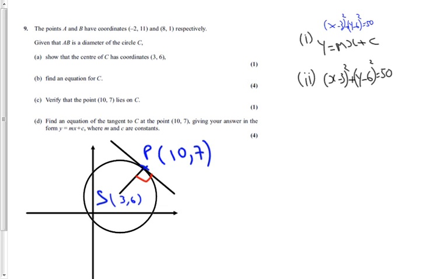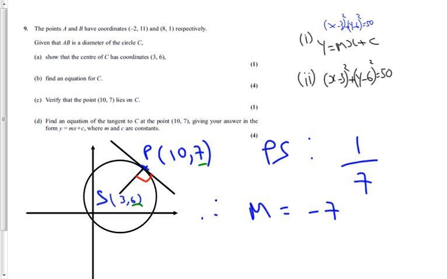So if I said that the circle has center S, then I can say that the gradient of PS is the change in y over the change in x. Here the change in y is 1 over the change in x, which is 7. Very straightforward. So therefore, m, the gradient of the tangent, is the negative reciprocal, which is minus 7. We have that.